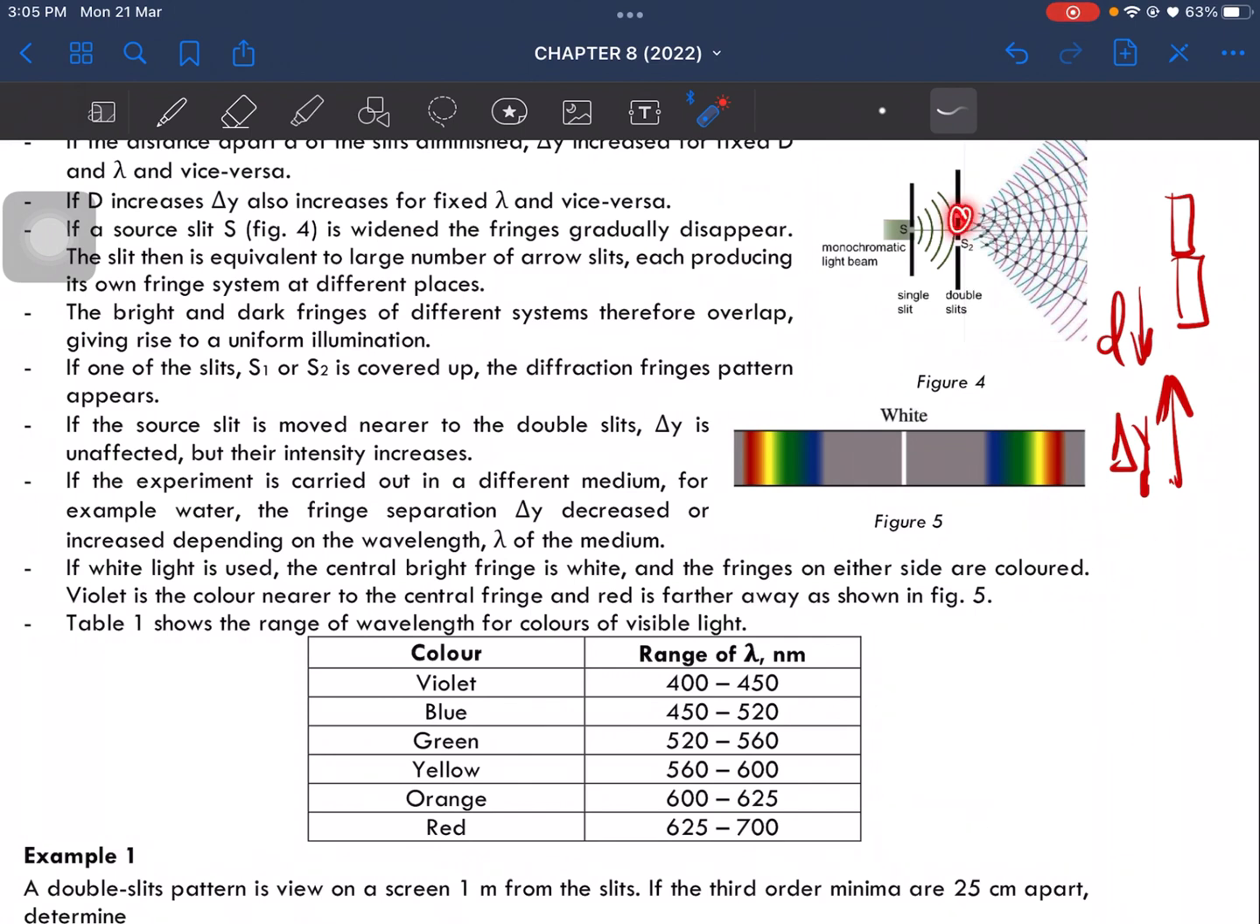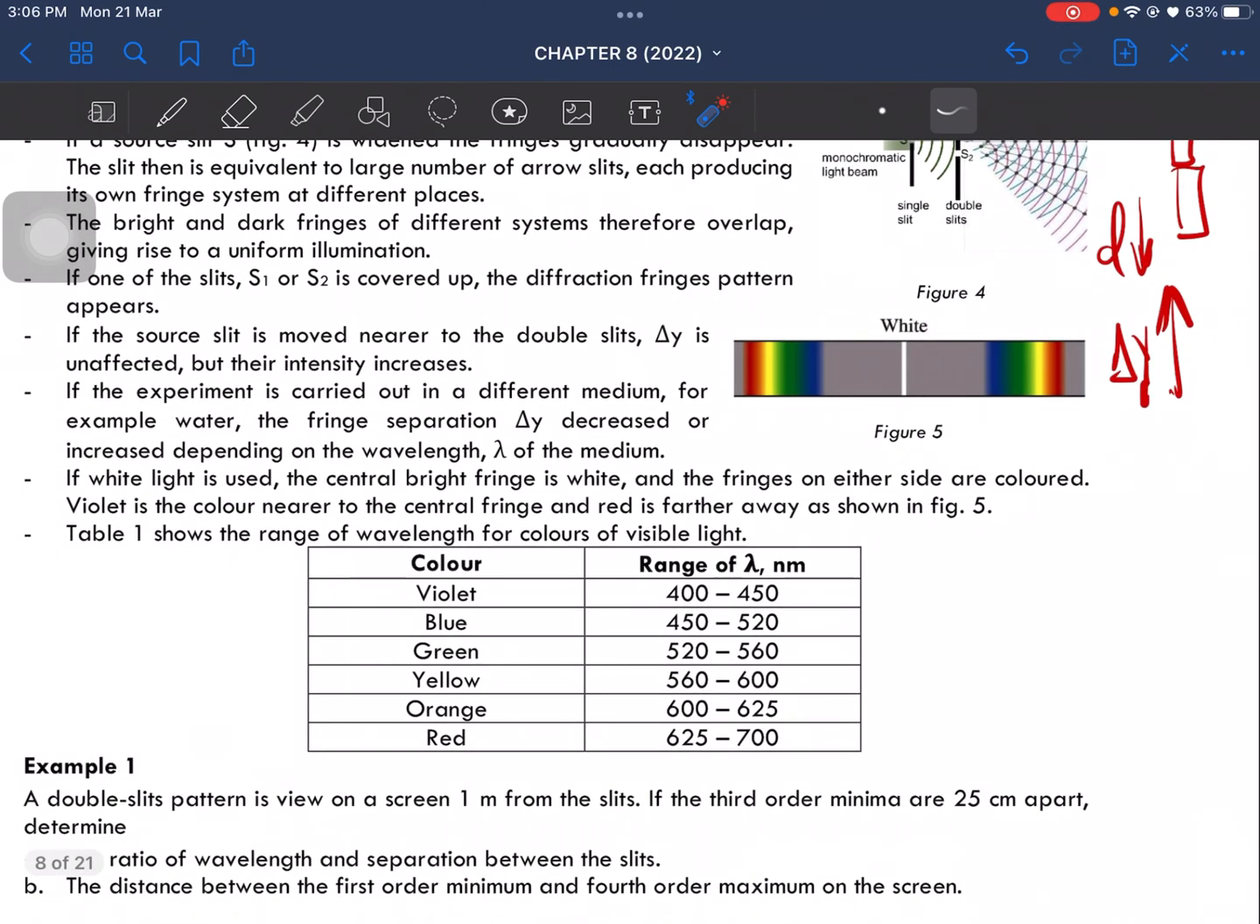So if one of S1 and S2 is covered up, the diffraction fringe pattern would appear. So if you carry it out in a different medium, for example water, the fringe separation will decrease or increase depending on the wavelength in the medium.